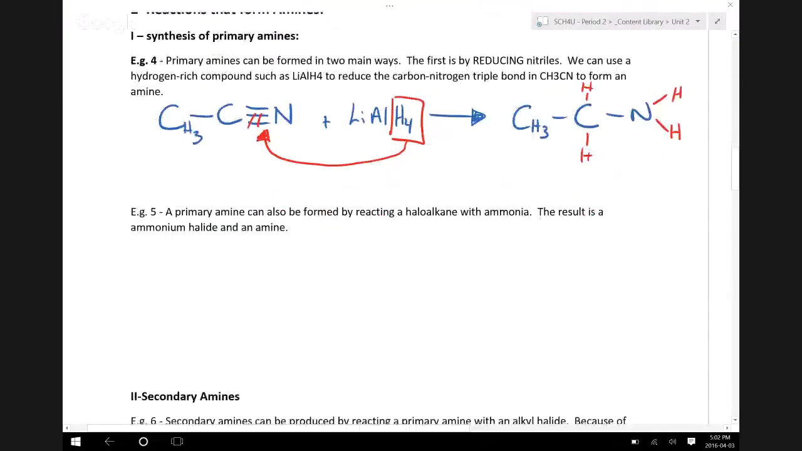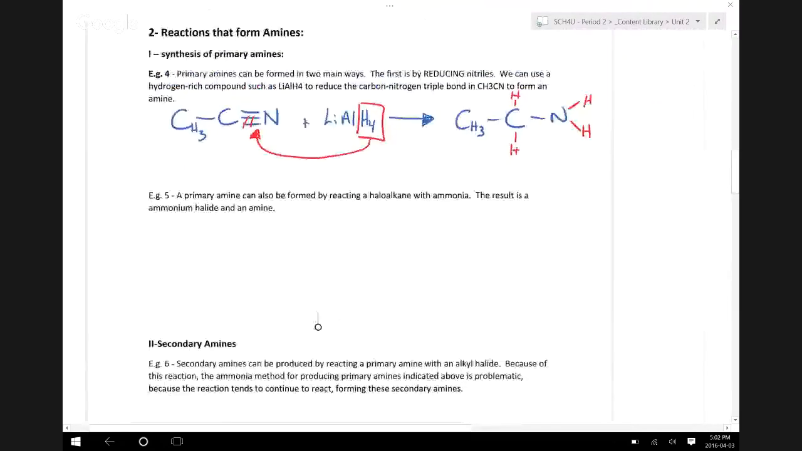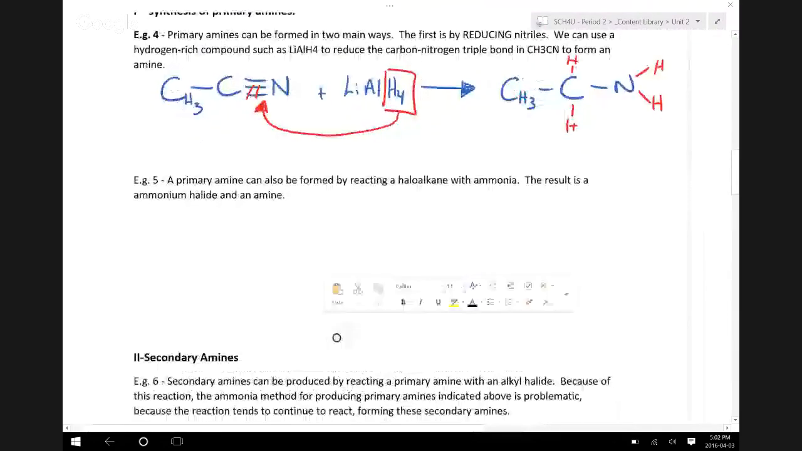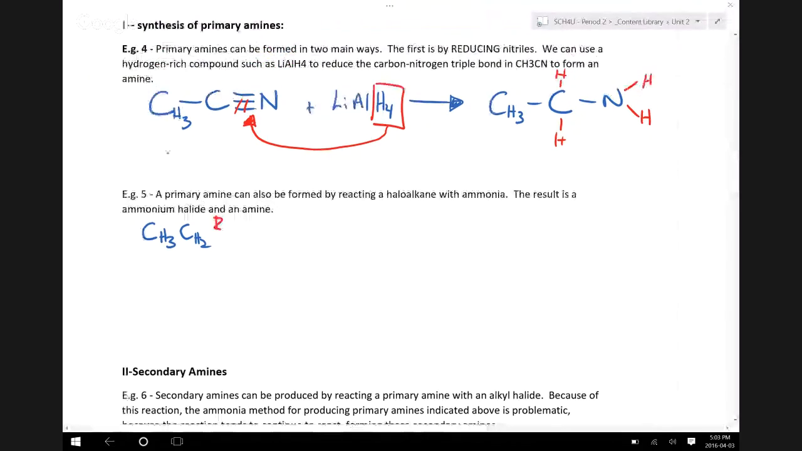Now, there's seemingly an easier way, which is the most straightforward way to make a primary amine, would be to take any haloalkane with ammonia. So we could take, say, CH3 and CH2, CH2Br, or we could take bromoethane.